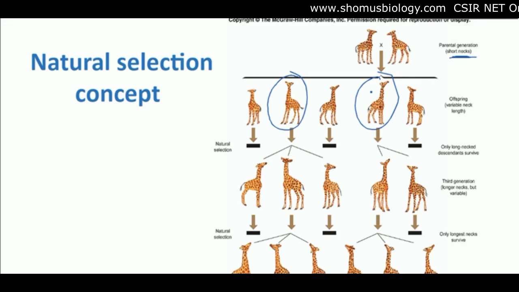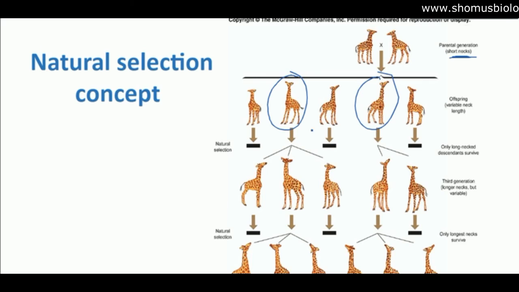Now among them, both are trying to eat the leaves from the tree. Tall-necked giraffes as well as short-necked giraffes can eat the leaves from short trees, but only tall-necked giraffes can eat the leaves of the tall tree. Now what happens, as both of them are feeding on the short trees, sooner or later all the short plants are gone. Okay, so as the short plants are no longer present, then what happens?